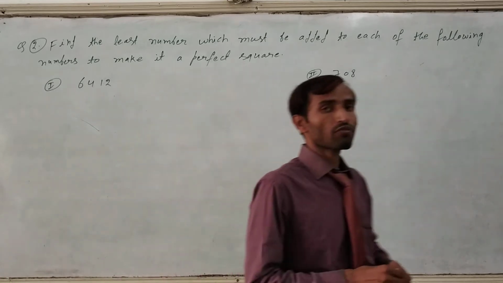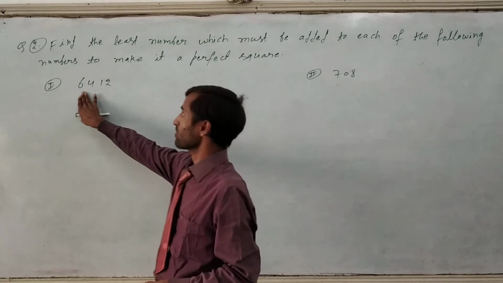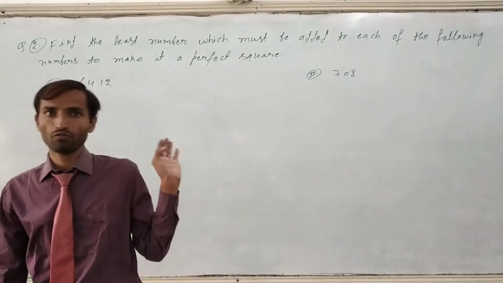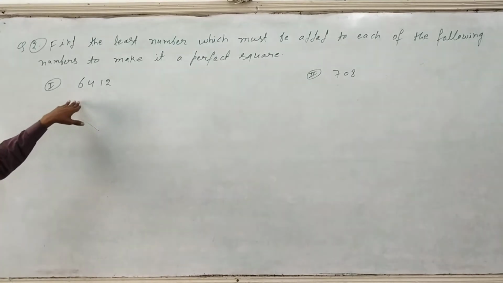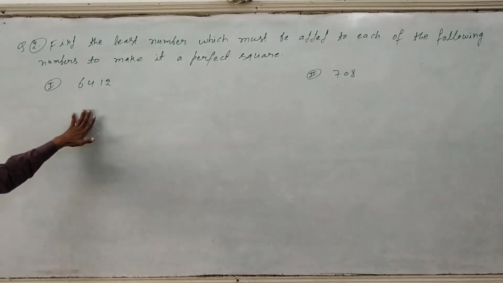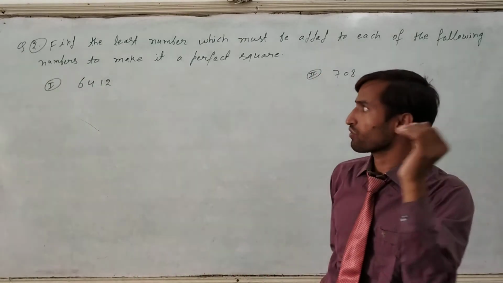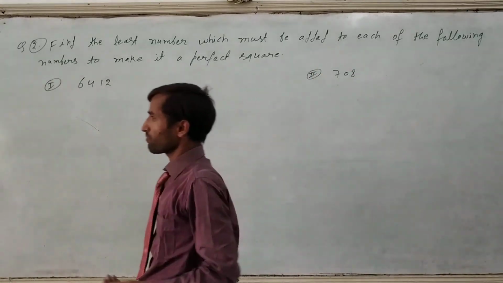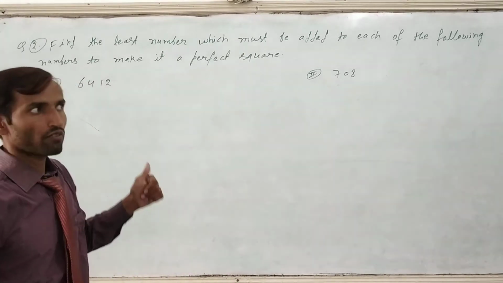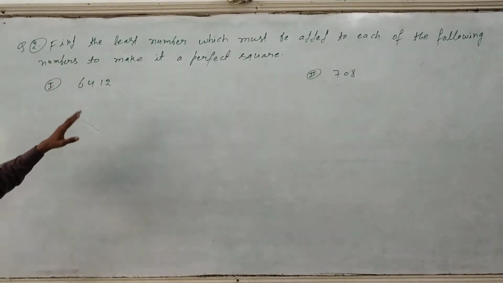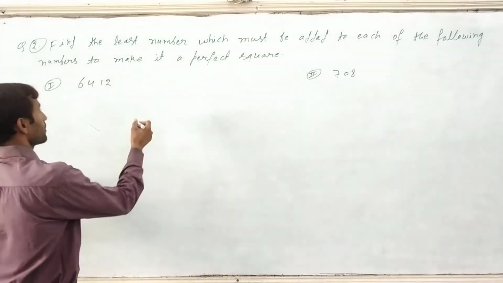So what do we have to do in the process? For that we have to find the square root of this number. The same process we have to apply here also, using the long division method. This is not a perfect square number, but we have to make it one. For that we have to add some number. What number we have to add, we don't know. We have to find that number only. So first we find the square root of this number using the long division method.